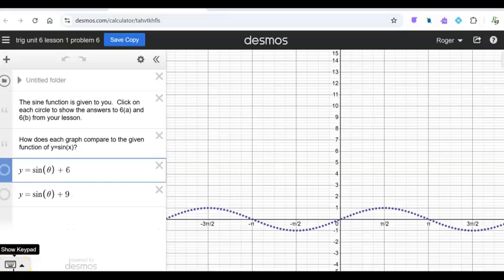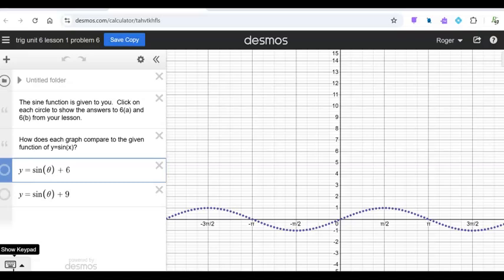Alright, so for the problem you guys completed, hopefully you got y equals sine of theta plus 6, 6 being the height. So when we were writing the equation before, we would do 6 plus and then the multiplication problem. So in this problem here, the addition problem is coming after. You may have written the addition problem first, and either way is okay.